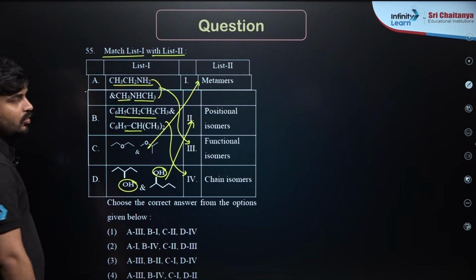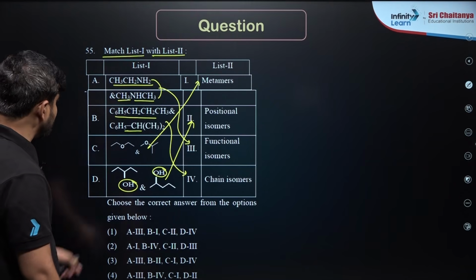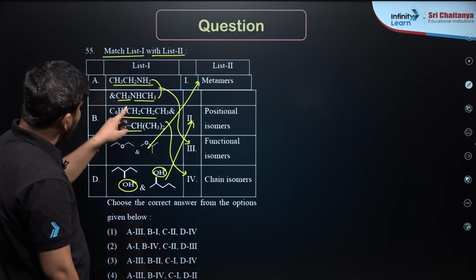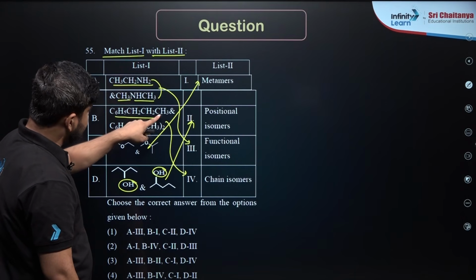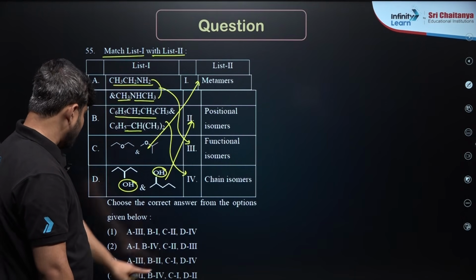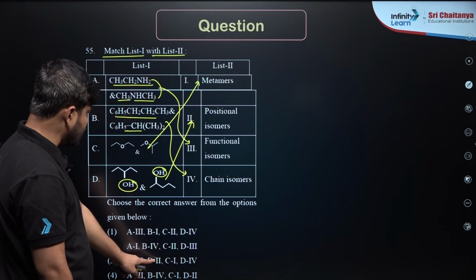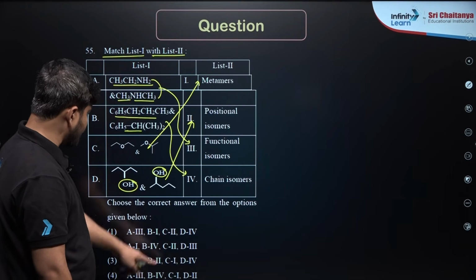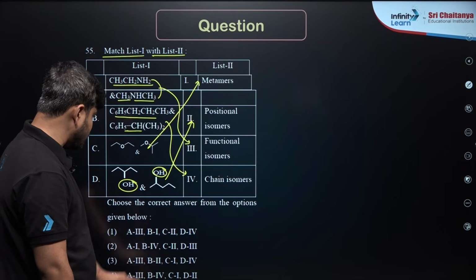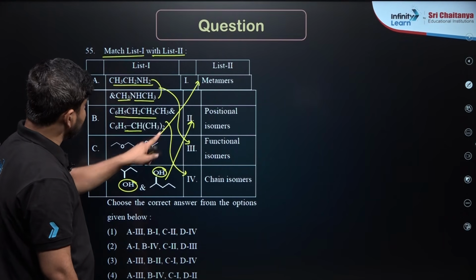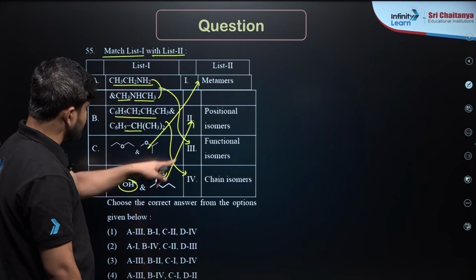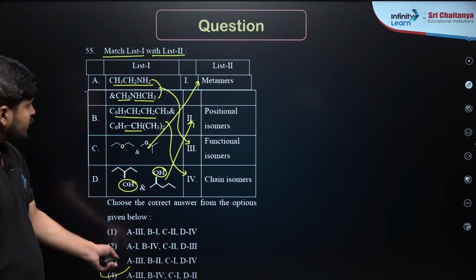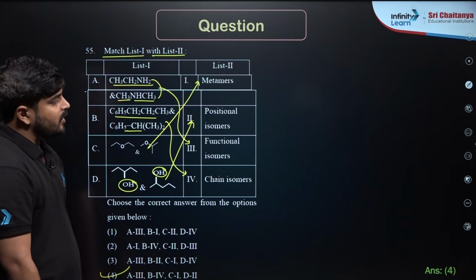Now if we verify the given answers, first one A is going to match with the third one. After that, B is going to match with the fourth, C is going to match with the first, and D is going to match with the second. So the fourth option is the correct answer of this question. Which one is the correct answer? The fourth one is the correct answer of this question.